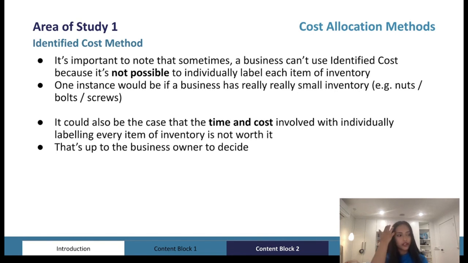However, even though the method is very, very accurate, sometimes it's just not possible for the business to use identified cost. So, for example, if a business has inventory that's really, really small, for example, a hardware store, right? Like Bunnings, but obviously a smaller version. Bunnings is a huge, huge store. Think of a small business that sells drills and drill bits, and nails and screws and nuts and bolts.